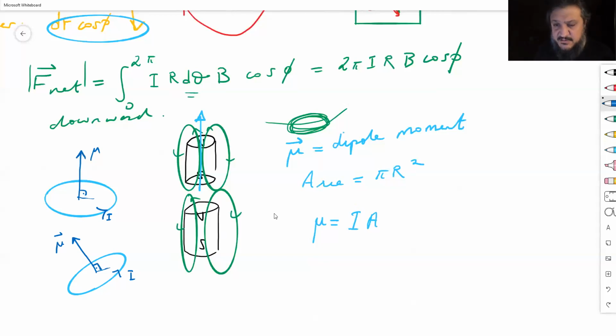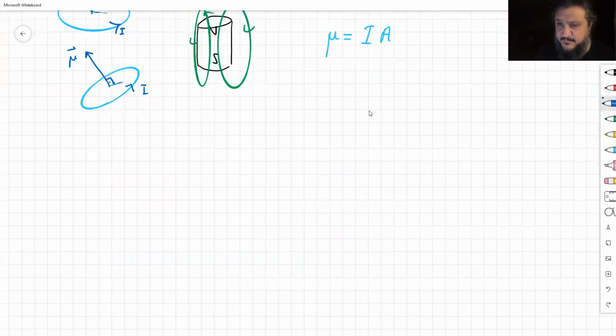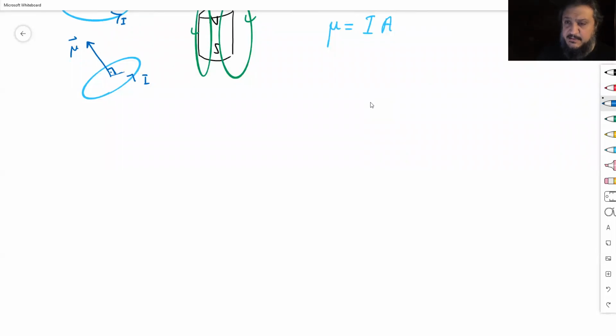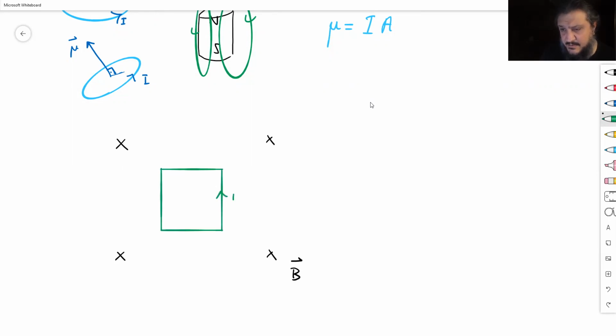Now, in order to understand this better, I'm talking about the one with the angle. Let's use a very simple loop. It doesn't have to be a circle. Let's just use a rectangular loop. Let's place the rectangular loop in a uniform magnetic field and see what happens. So we can do it in many ways. Let's take a magnetic field which is into the page like this, and the loop, which is now just a rectangle, or a square, let's say, with some current I. So the current is running counterclockwise.